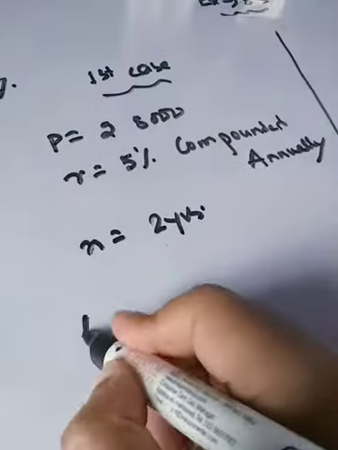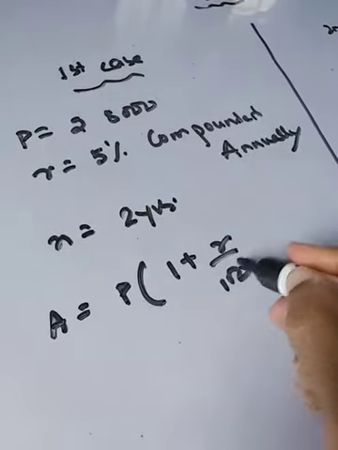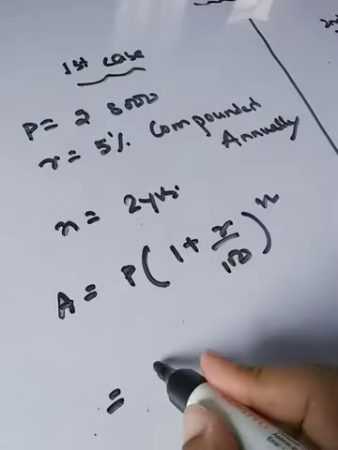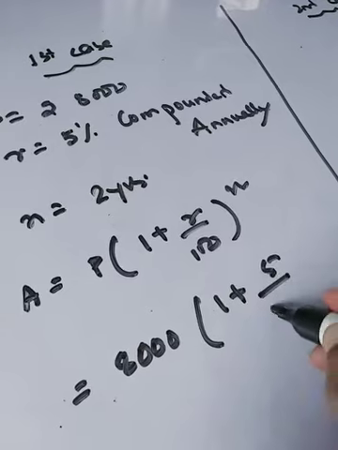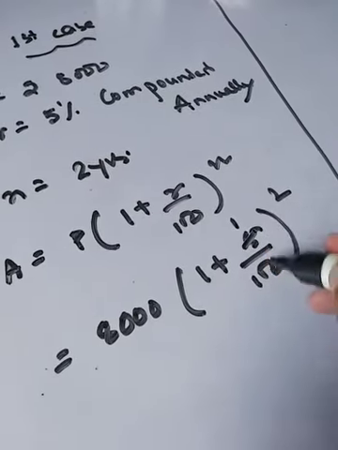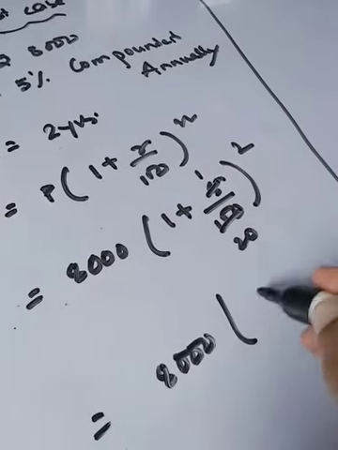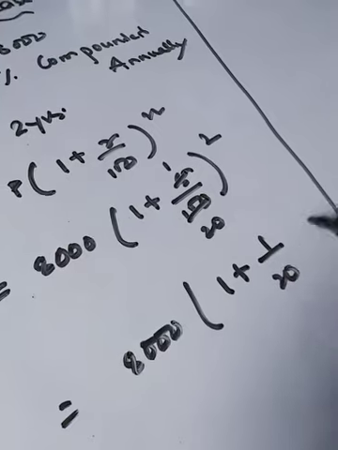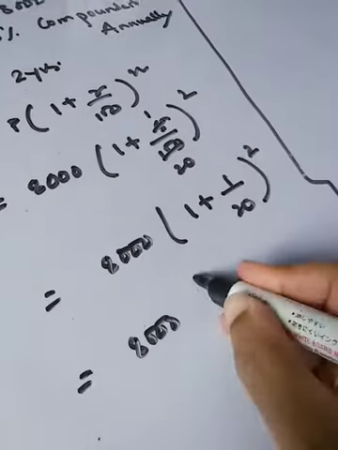So first write the formula, that is P into 1 plus r upon 100 to the power n. So what is P? 8,000, r is 5 upon 100 to the power 2. So we can reduce this also. 5 ones are 5, 5 20s are 100, so it will look like 8,000, 1 plus 1 upon 20 to the power 2. So we'll solve the bracket.